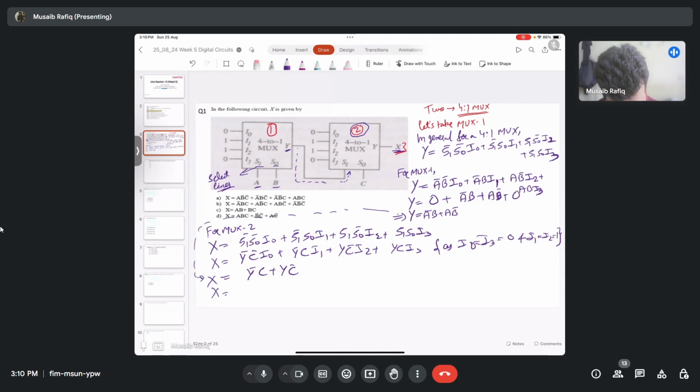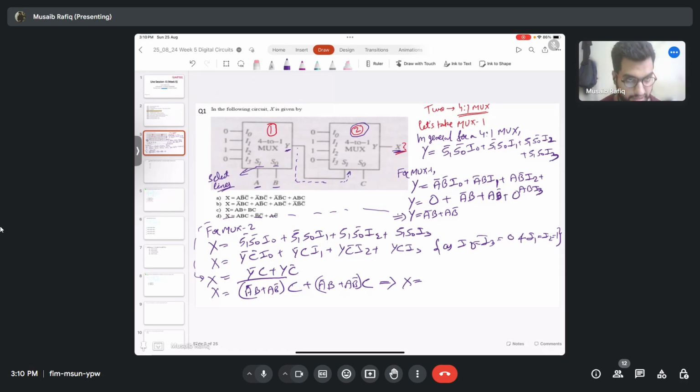So X equals (A bar B plus AB bar) whole bar C plus (A bar B plus AB bar) times C. What I will do here is, I simply know that the expression A bar B plus AB bar represents an exclusive OR gate, that is an XOR gate, and its complement is the exclusive NOR gate, so it will simply be AB plus AB bar.